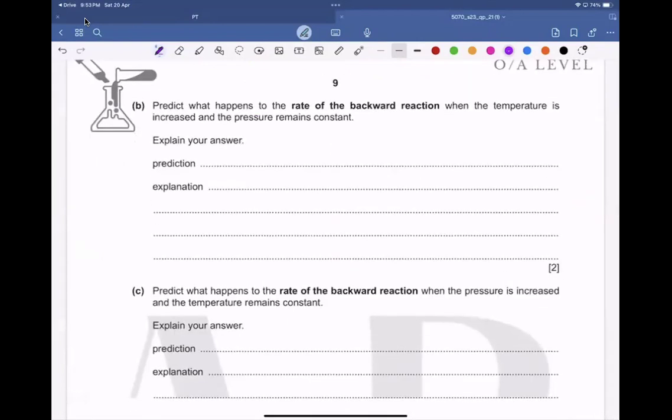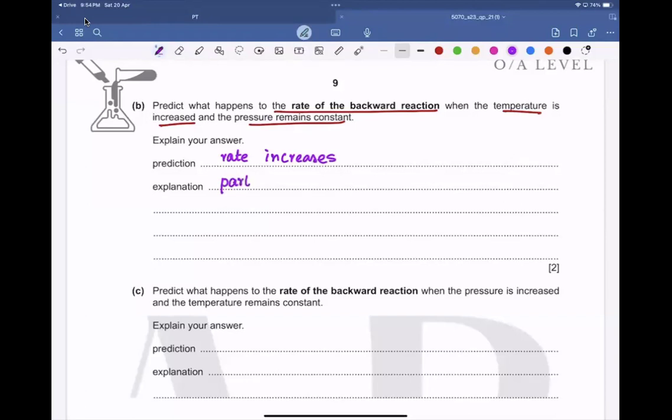Now, B part. Predict what happens to the rate of backward reaction when the temperature is increased and pressure remains constant. We know when the temperature is increased, what happens to the rate? Rate increases, so it doesn't matter. Here the examiner tricks you, whether it's a backward reaction or the forward reaction. If the temperature is increased, then the rate increases. Okay. Why does it increase?